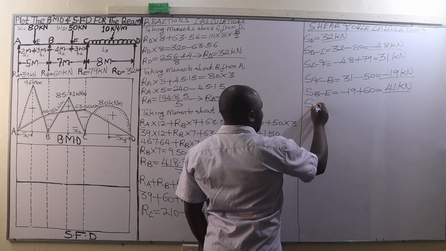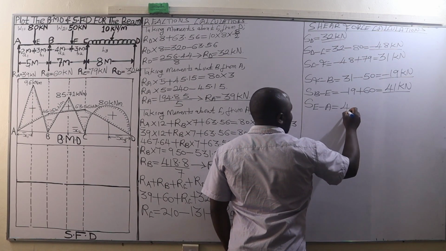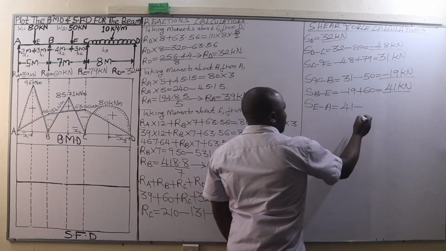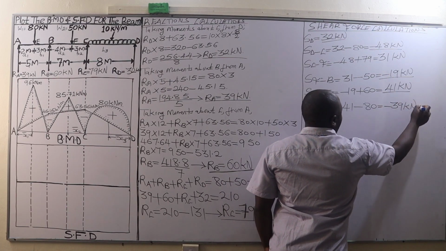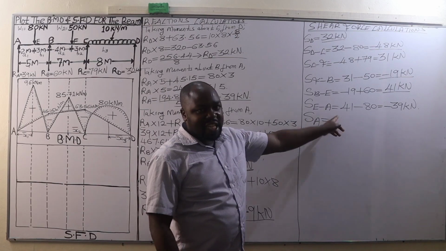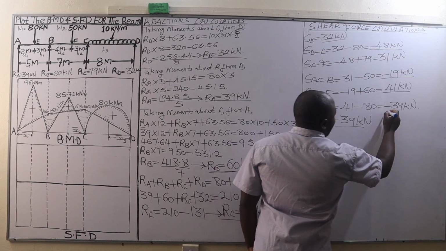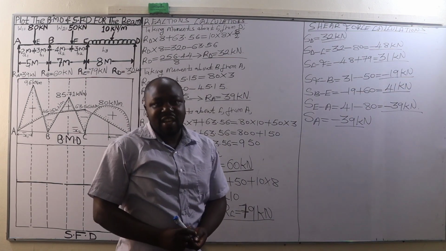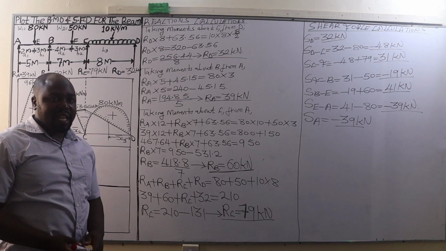Then we go to shear force between E and A, which will be given by this shear force between B and E, 41 kilonewtons. We subtract the point load at E, which is 80 kilonewtons. So 41 minus 80 is minus 39 kilonewtons. And finally, the shear force at A is equal to the shear force between E and A, which is negative 39 kilonewtons. Very good. So, ladies and gentlemen, that is how we calculate the value of the shear forces. Then we are going to use those shear force calculations to plot the shear force diagram.